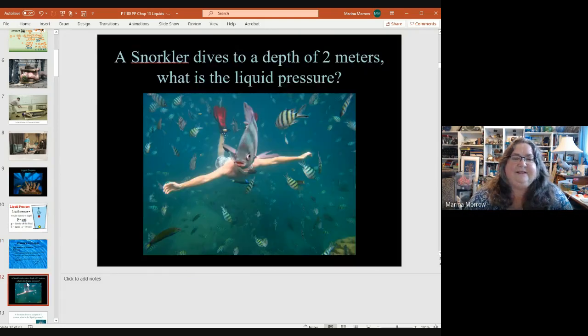Okay, now here is someone snorkeling under the water, and he got photobombed by this fish there, a parrotfish. Anyway, snorkeling is a lot of fun. If you ever get a chance, go to a reef while they're still around, and snorkel. It's wonderful. Anyway, this snorkeler went down to 2 meters, so he's about 6 feet under the water. So he dove down. What is the liquid pressure at that depth?